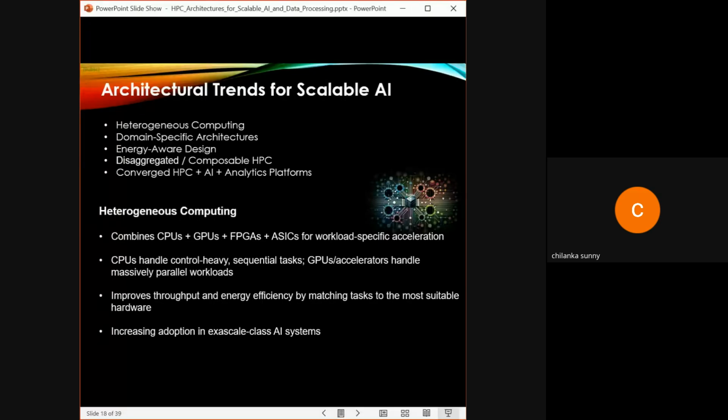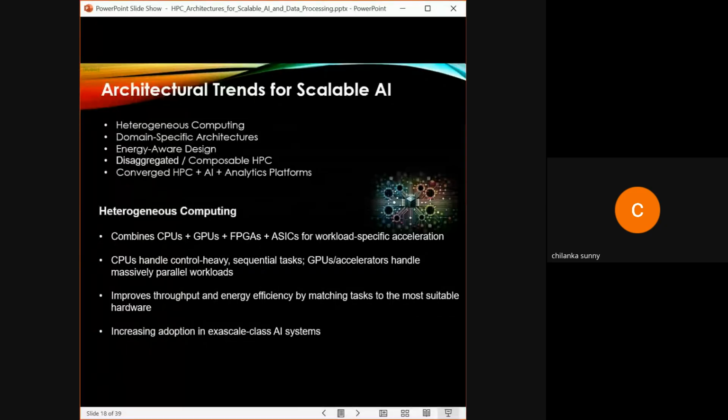So the reality in modern HPC and AI is that we rarely rely on one class of device anymore. Instead, systems combine CPUs, GPUs, FPGAs, and ASICs and orchestrate them to get the best performance per watt for each part of the workload. We already covered the device roles. Here is how they are being combined strategically.